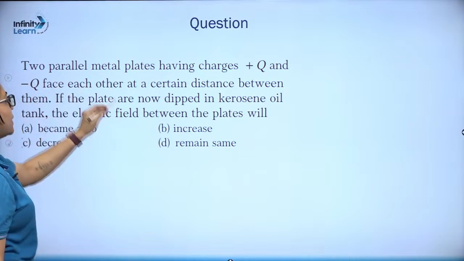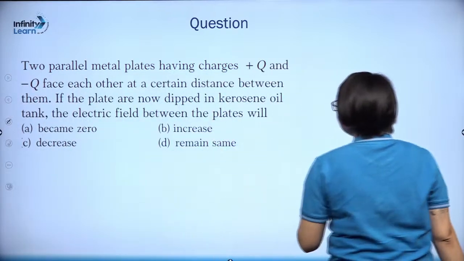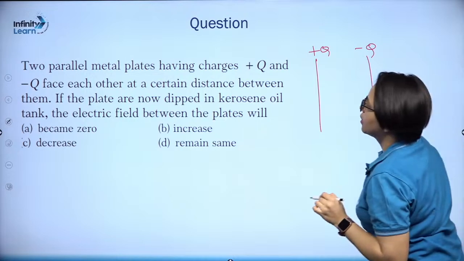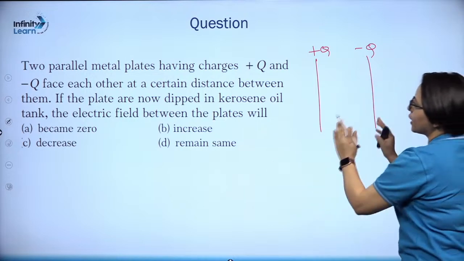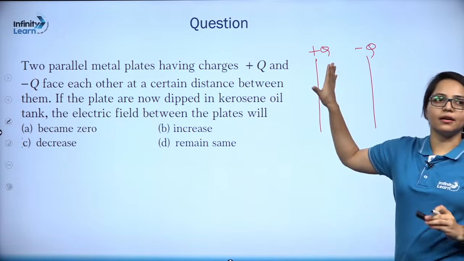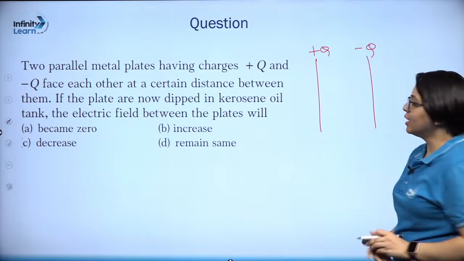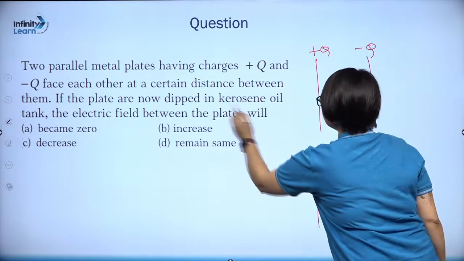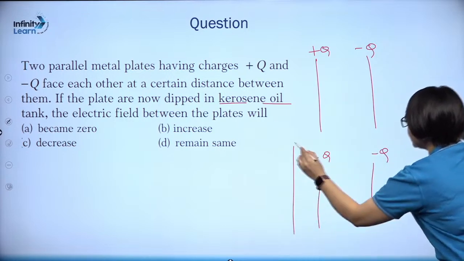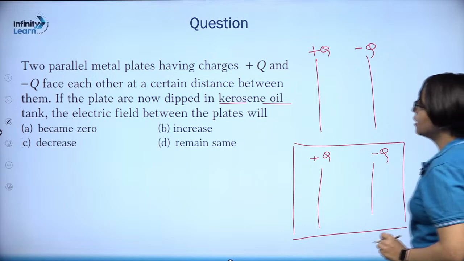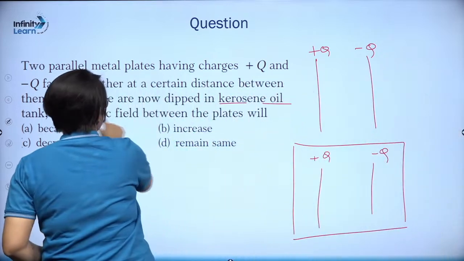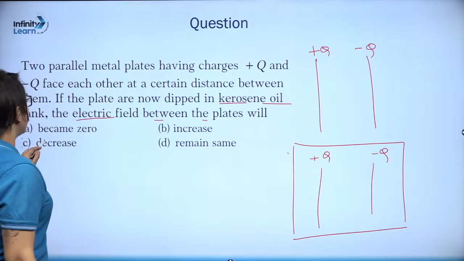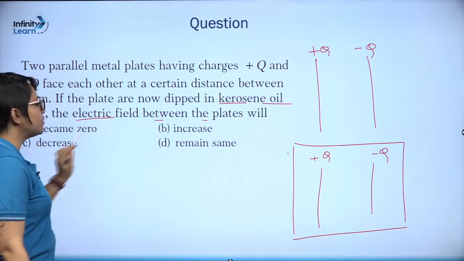2 parallel metal plates having charge plus Q and minus Q face each other at a certain distance between them. Okay, this arrangement is kept in air or vacuum. Now these plates are dipped in a liquid. Which liquid? Kerosene oil. We are keeping these plates in the kerosene oil over here. Then what will be the change in electric field between the plates? Will it become 0, increase, decrease, or remain same?